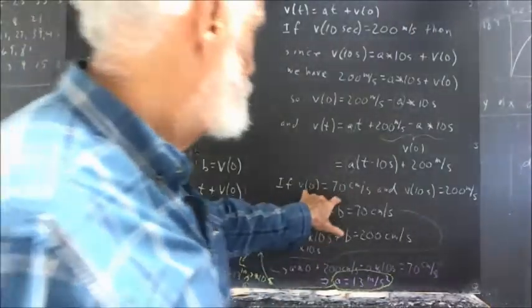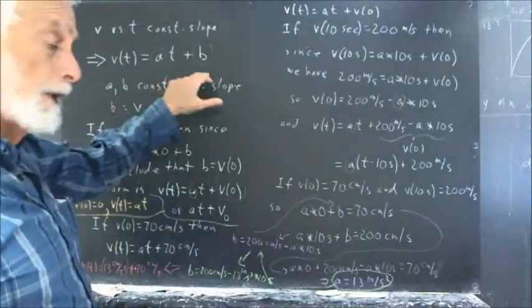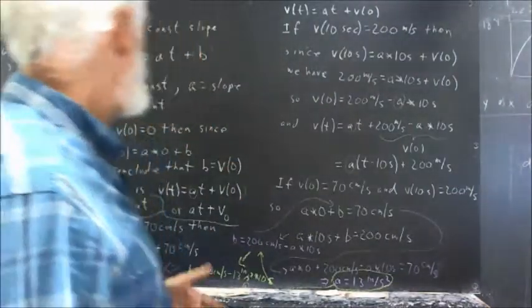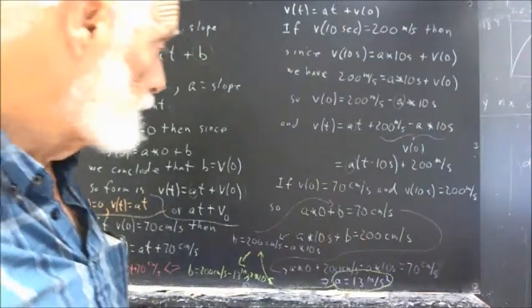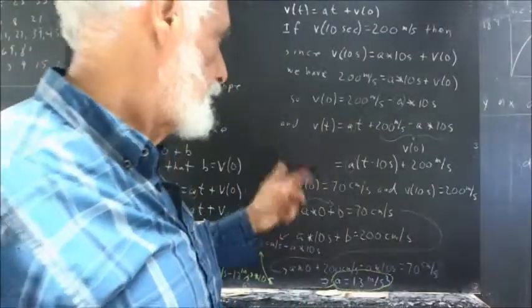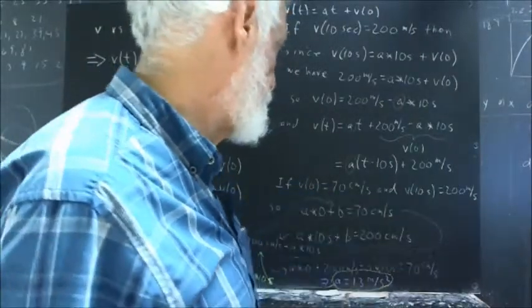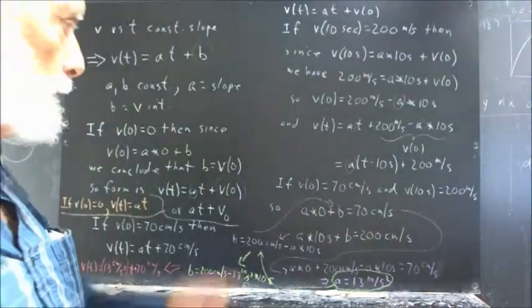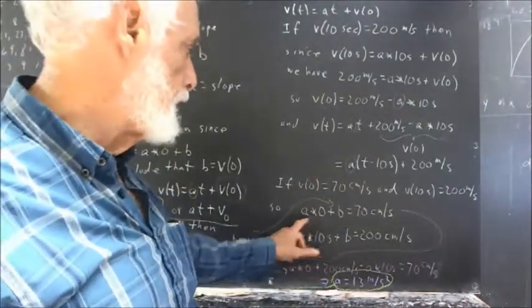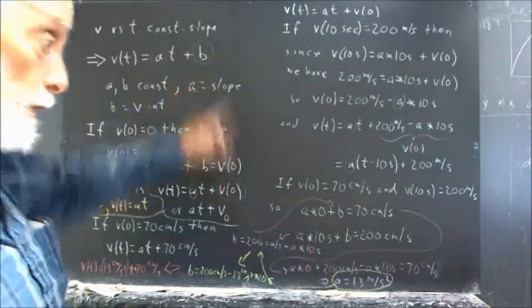Now if we know two quantities, v of 0, say, and v of 10 seconds, we're going to be able to eliminate both a and b and express the result as simply a numerical equation. Okay, so now in general, if we have values of v at 2 times, we get two equations. If v of 0 equals 70 centimeters per second, we have a times 0 plus b equals 70 centimeters per second using this form.